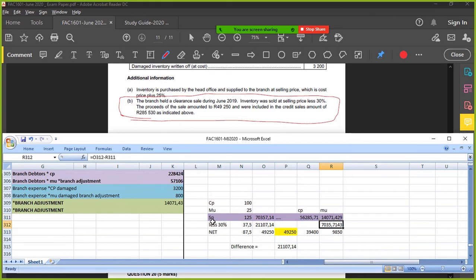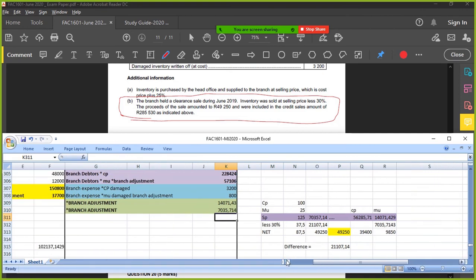Okay, so this is the discount that you've provided for. That's the markup on the actual product sold, which is 14. So 14 needs to go there. Okay, and then the other amount is the 7035. Does that make sense now?